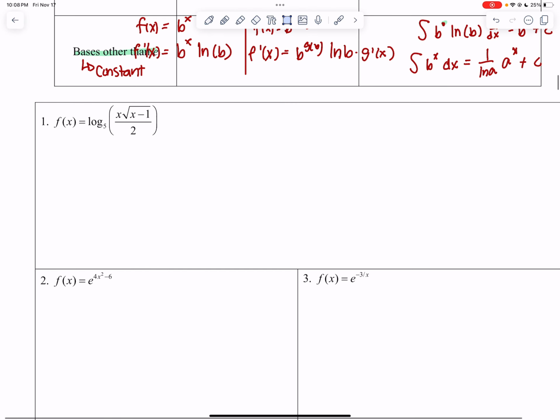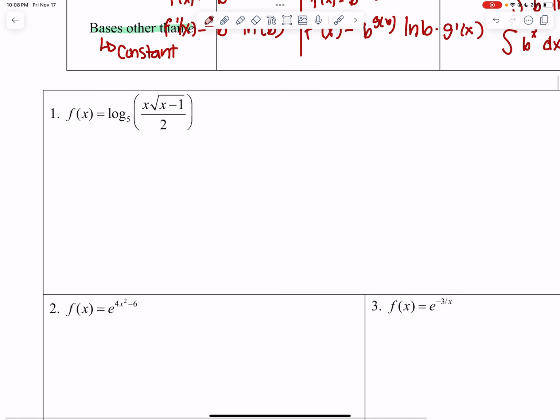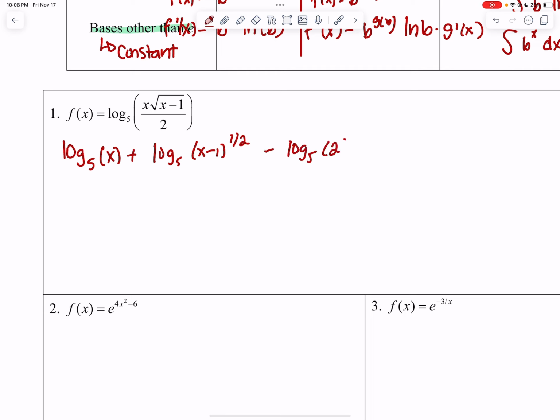All right, number 1 is just going to be a little review of logarithmic differentiation. So surprise. Here, remember that we're going to use the properties of logs to expand this. So I have log base 5 of x plus log base 5 of x minus 1 to the 1/2, which will change later, and then minus log base 5 of 2. This 1/2 I could put up front as a coefficient. So now I'm left with log base 5 of x plus 1/2 log base 5 of x minus 1 minus log base 5 of 2.